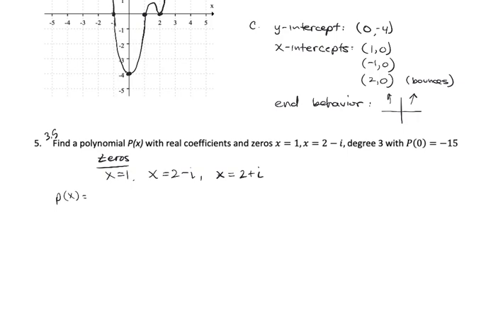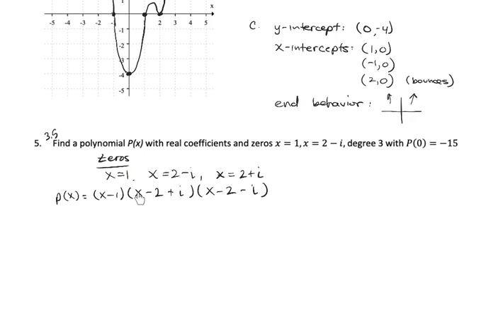Each factor comes from one of the zeros. So if x equals 1, then x minus 1 is a factor. x equals 2 minus i means the factor is x minus 2 plus i. And then for x equals 2 plus i, we have x minus 2 minus i. Once you have it in factored form, you need to multiply these factors together. Definitely I would start by multiplying these two factors together first. The two factors that contain the imaginary numbers, multiply those together first.